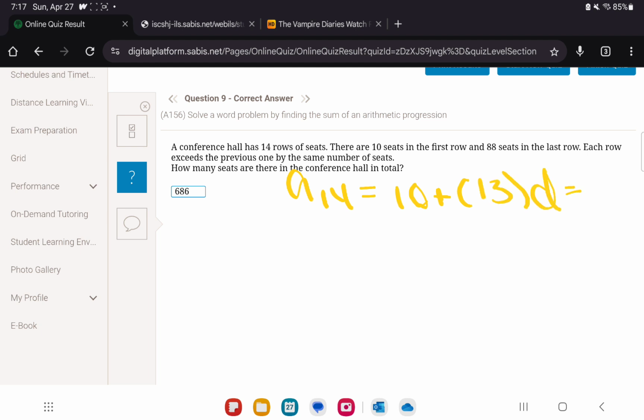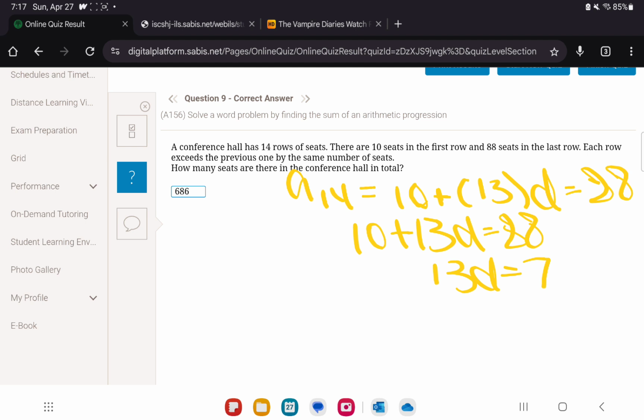13d, which is equal to 88. So 10 plus 13d is 88. 13d equals 78. d equals 6. Okay, so now we found our d, we can find the sum.